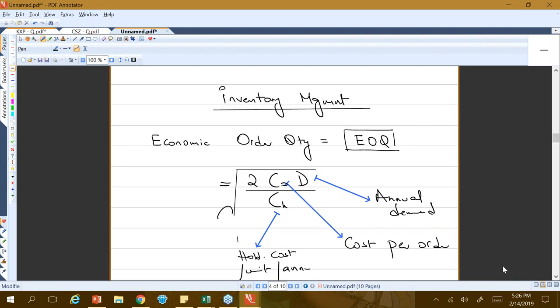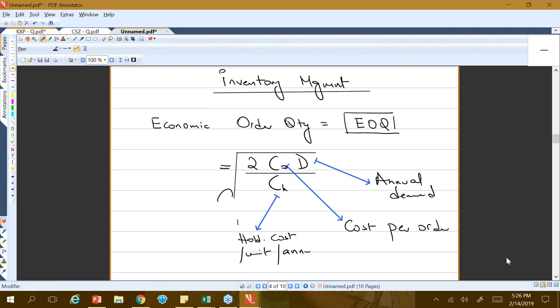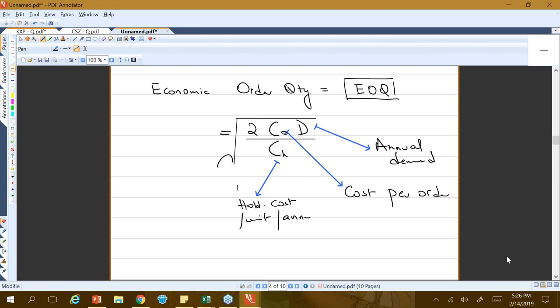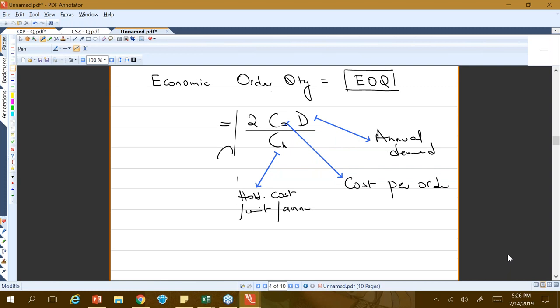That is our EOQ. Now, what does EOQ tell us? That is the next question. So I'll leave that question to you now. Tell me, what is EOQ trying to determine for us? Give me your answers here.